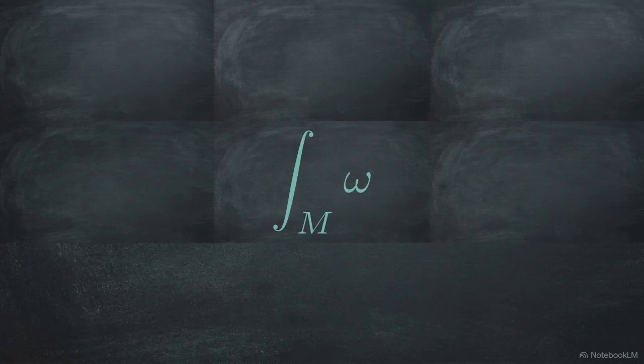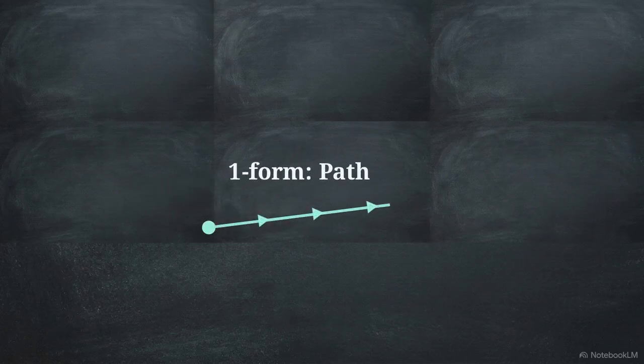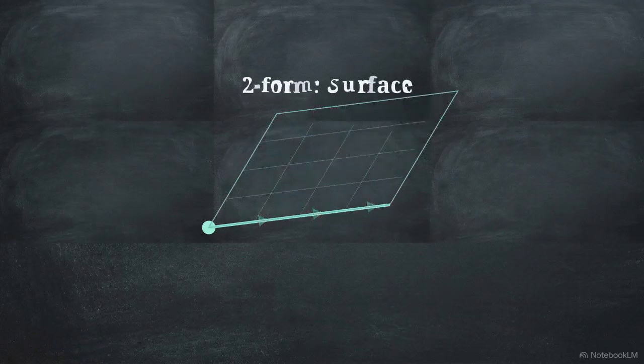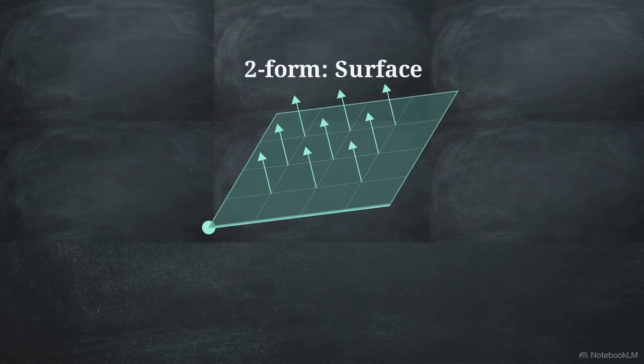Differential forms are objects designed to be integrated. A zero form evaluates a scalar at a point. A one form measures flow along a path, and a two form measures the flux passing through a surface.